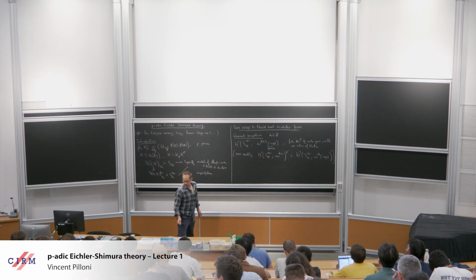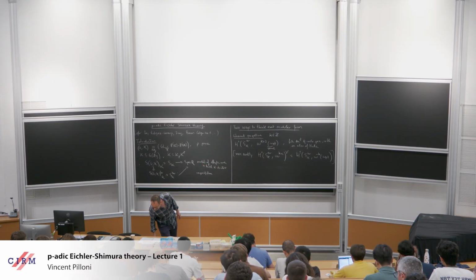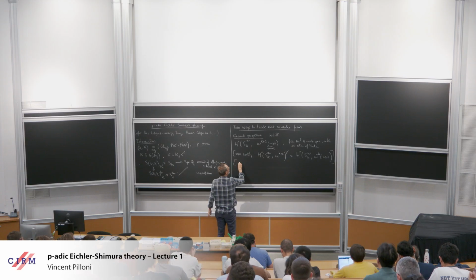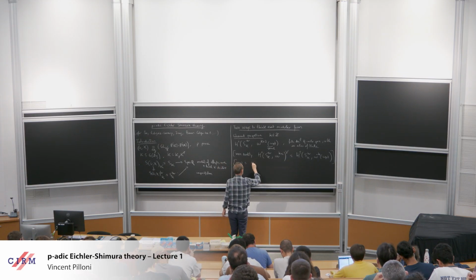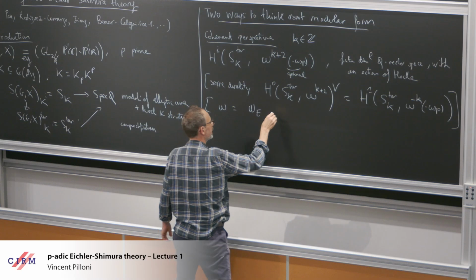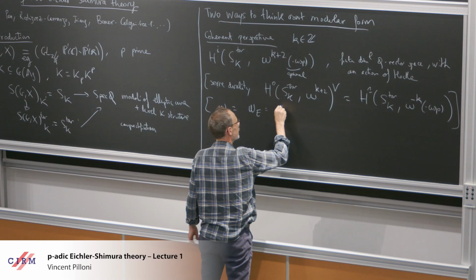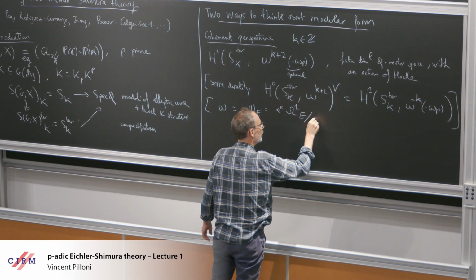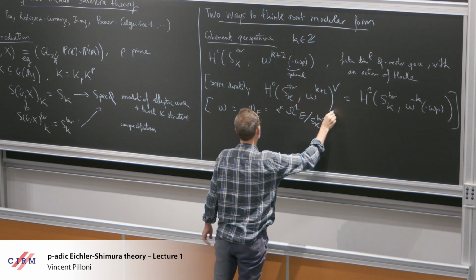So that's the coherent perspective. I should have said also that ω is ω_E, which is the conormal sheaf of E over S_K.